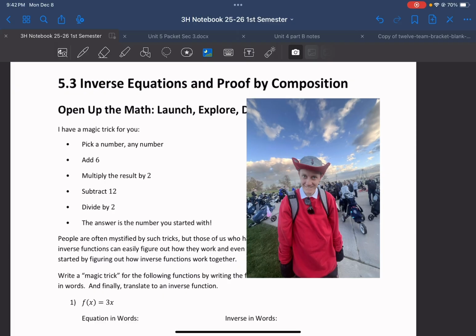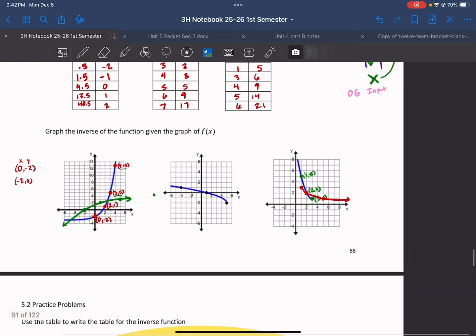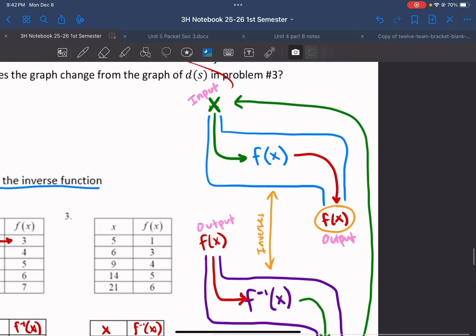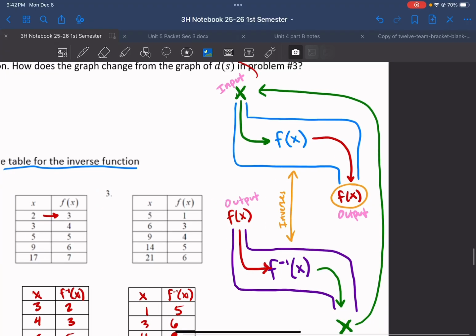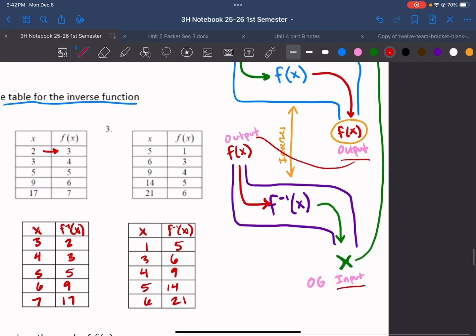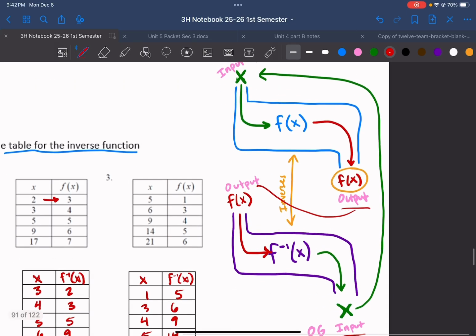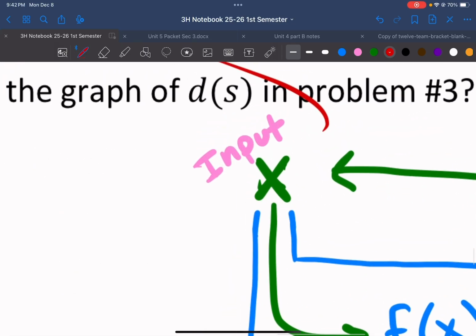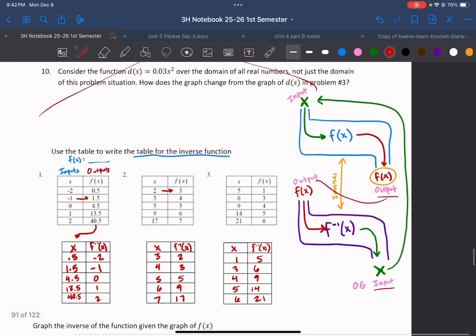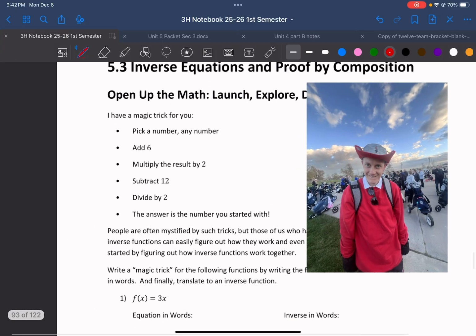5.3 inverse equations and proof by composition. Last time, we talked about this. Functions are inverses if we plug in an input, get an output, take that output, plug it into the inverse, and get the same input that we started with as its output. Okay, that's what inverse functions are.